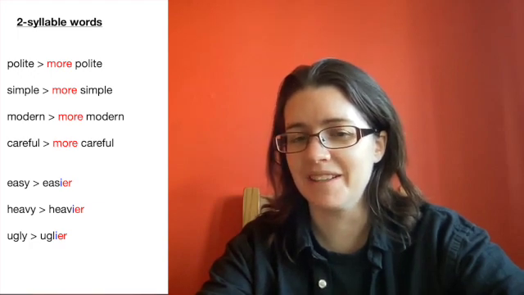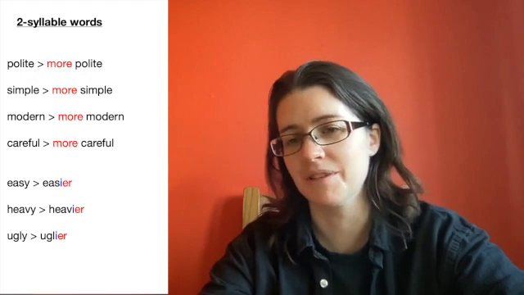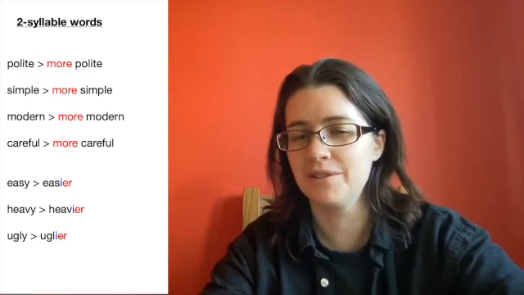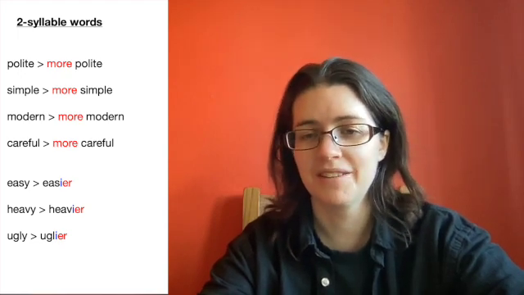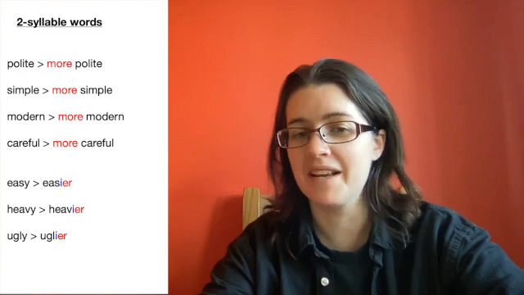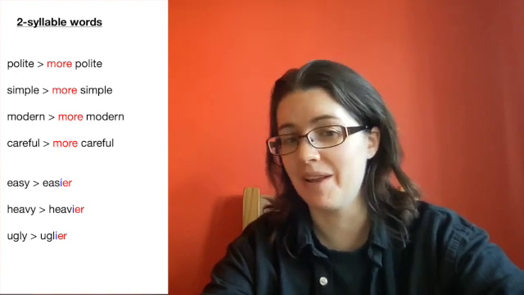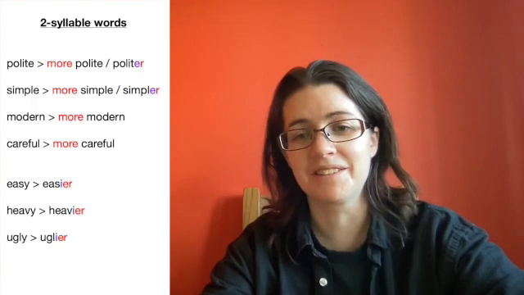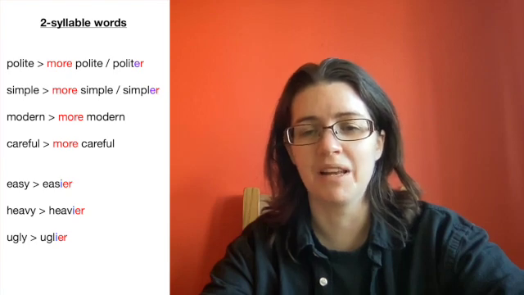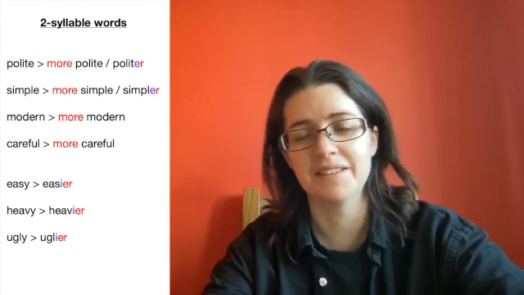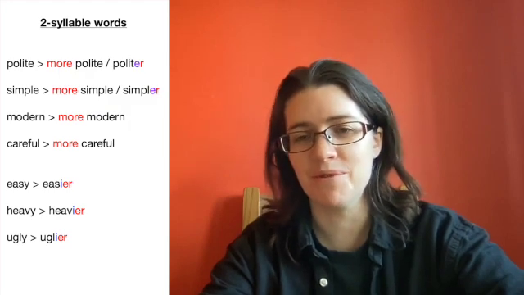One thing to remember is that in some cases for 2-syllable adjectives, you could use both ER and more. So, for example, you might hear some people saying politer or simpler, and these ones are not wrong. In these cases, you could say both politer or more polite, simpler or more simple. Usually one way will be more common than the other.